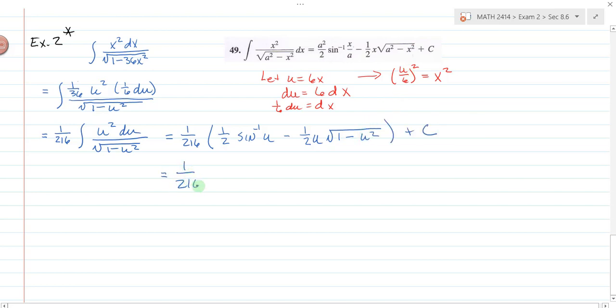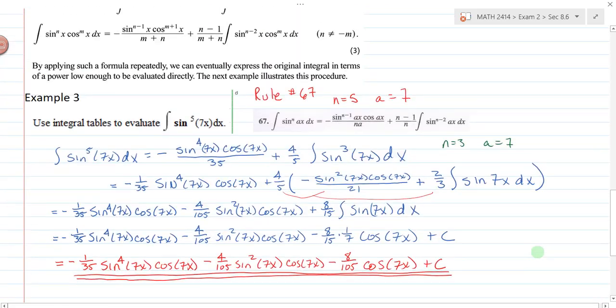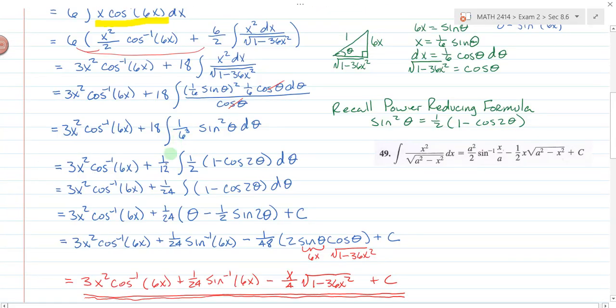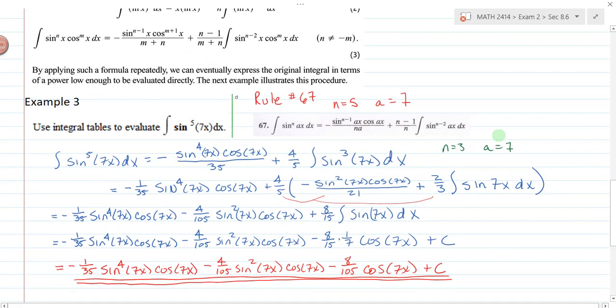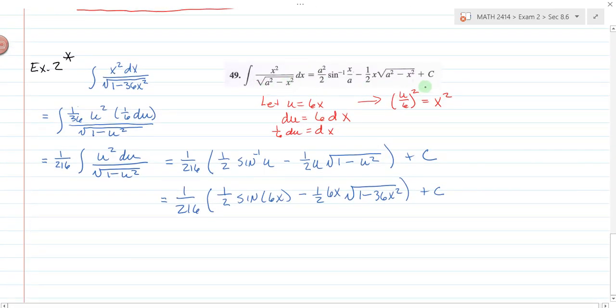And when we clean that up, or when we go back to the x's instead of the u's, that's going to be 1/2 sine inverse 6x minus 1/2 6x square root of 1 minus 36x squared plus c. And if you'll recall, we had that 18 out front, and this was our 1 over 36, and then there's our half that we saw in front of these. And when we simplified that, we would end up getting the exact same answer with that formula. I'm just not going to take the time now to finish every little detail. I just wanted to show you a formula when you had to do a u substitution.